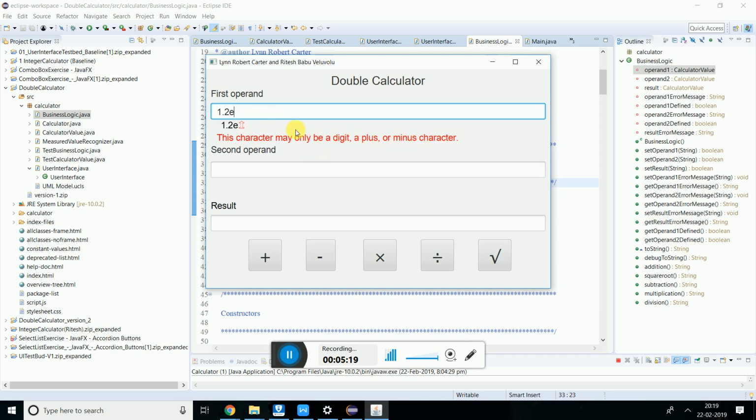Suppose I type a plus, it indicates that the next character, this pointer, should be a digit. So if I press a digit, it's okay. It does not display any error message. But if I press a K, it displays a message that this character may only be a digit.